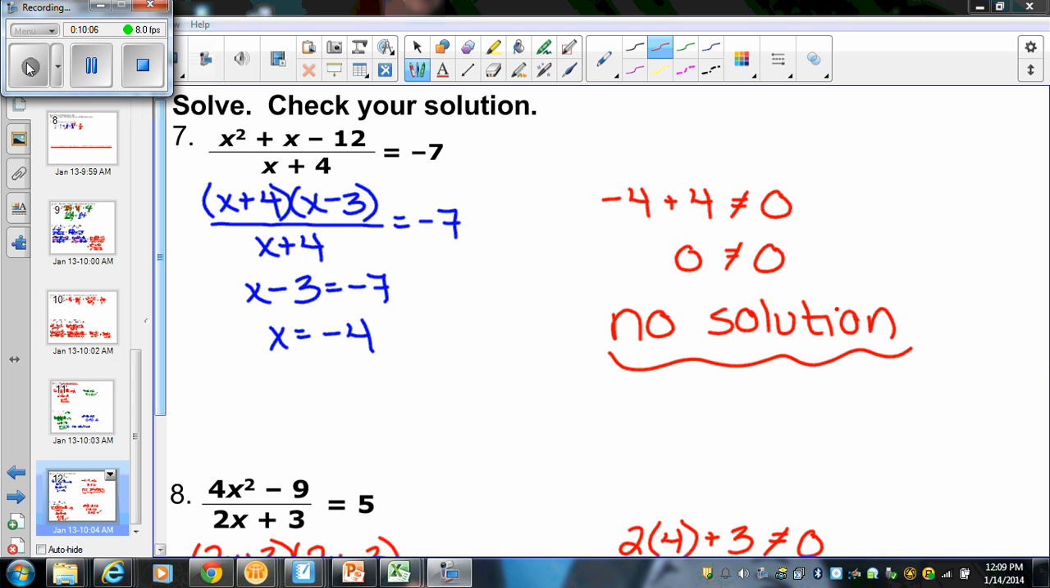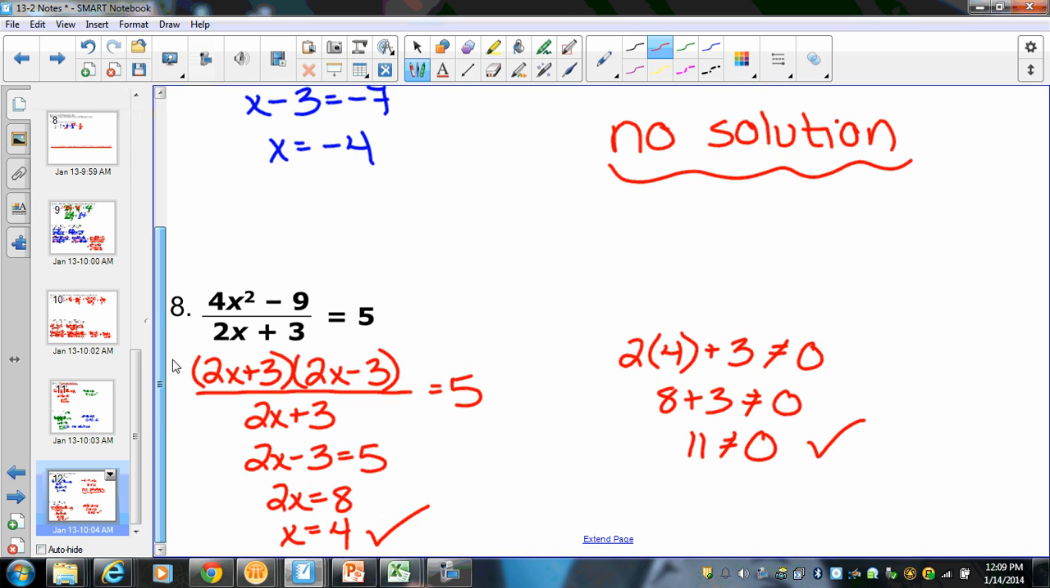Okay, so on number 7, the numerator should have factored to x plus 4 times x minus 3, which leaves you with a simple equation of x minus 3 equals negative 7. And when you solve that, you get x equals negative 4. However, when you go and substitute negative 4 back into your denominator, you have negative 4 plus 4, which is 0. And we cannot have 0 in the denominator. Therefore, our final answer for number 7 should be no solution. That is why you have to check your answers.